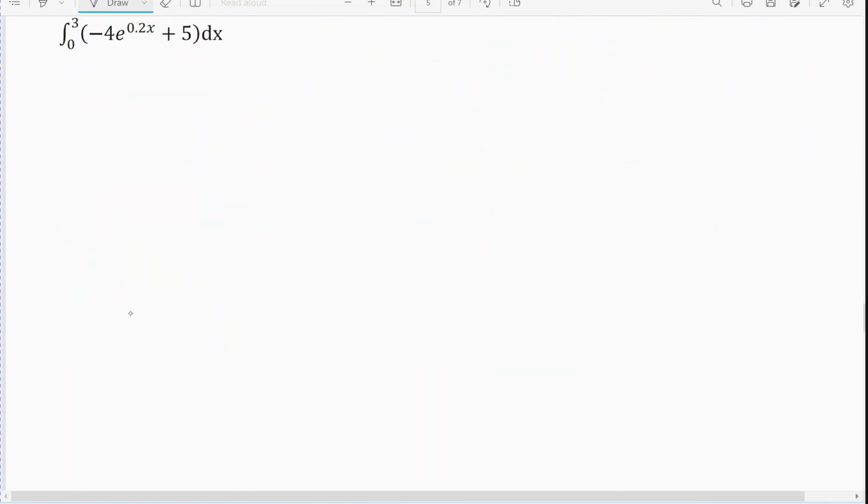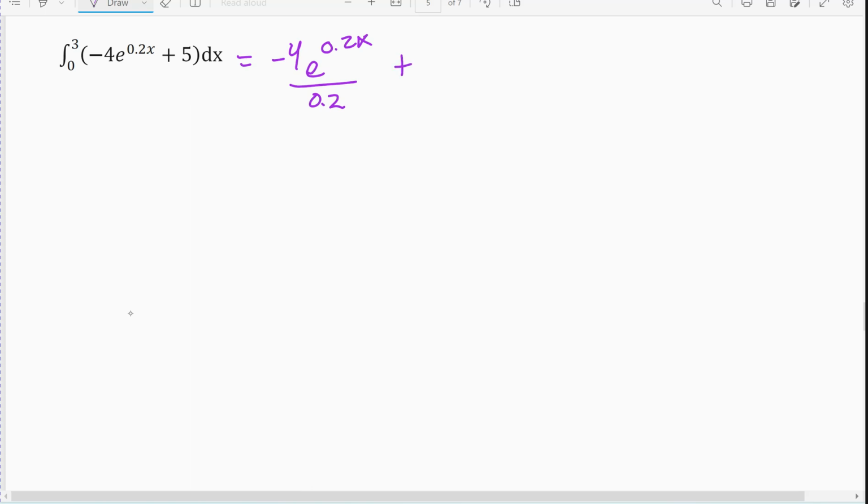All right, next example, and again, I'm going to compare it to areas. In this example, first thing you do is you find the definite integral. So our e term is our negative 4 e to the 0.2x. Remember, it's the antiderivative, so I divide by that 0.2, plus 5x, from 0 to 3.